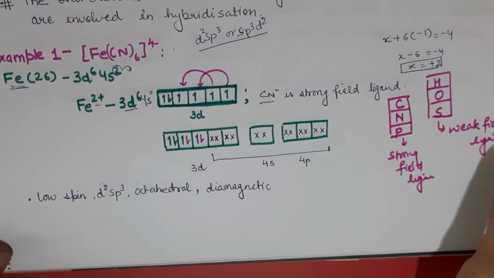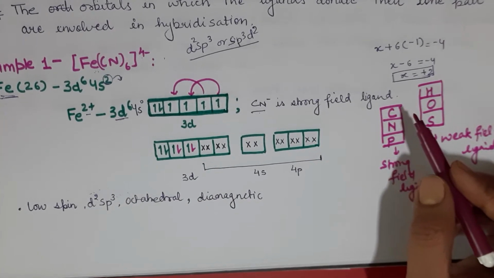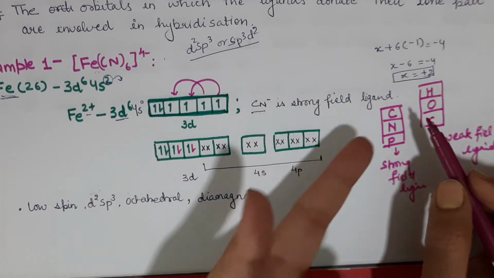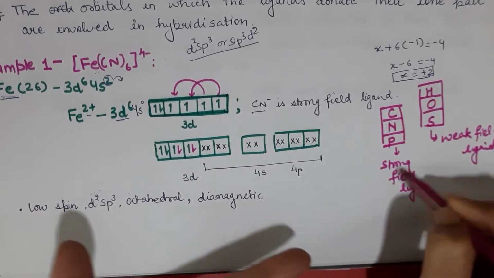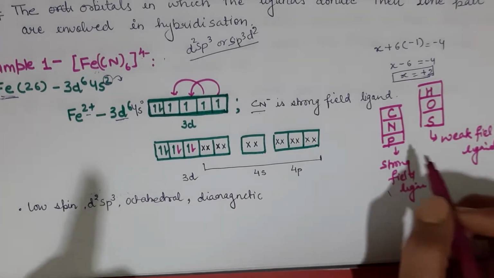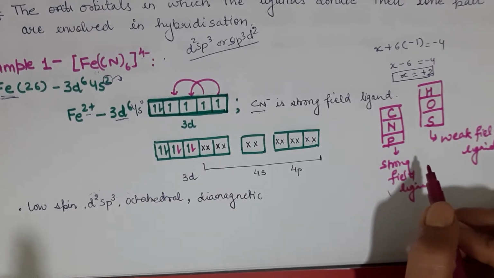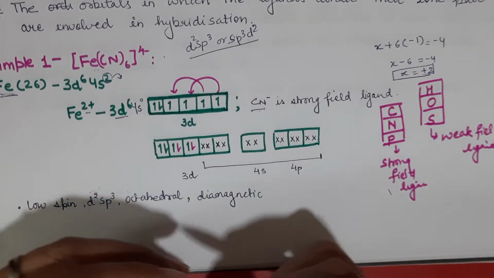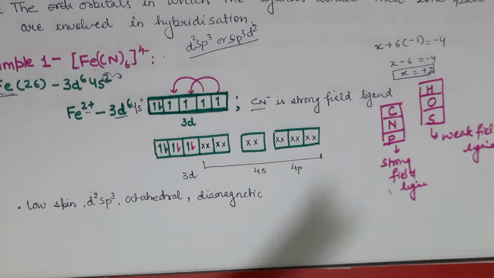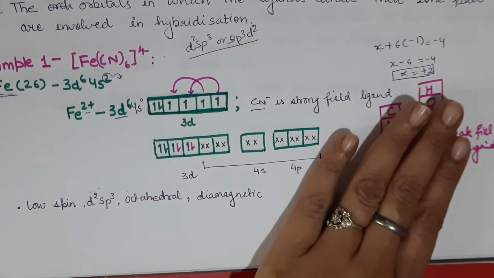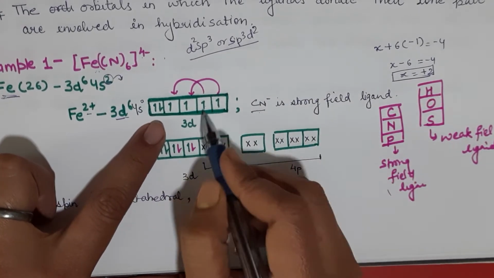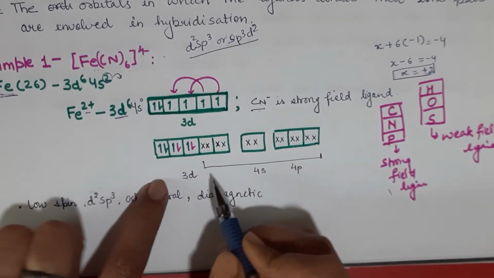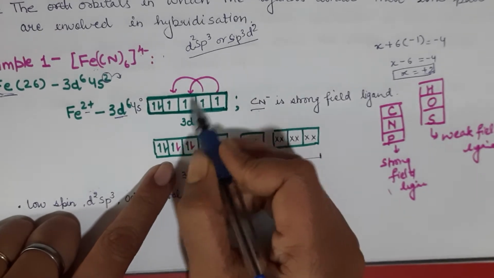Okay, if the bond is formed between metal and ligand by carbon, nitrogen or phosphorus, then that ligand is a strong field ligand, and that will cause pairing. You can check my previous video also, so you will understand this particular thing. So CN is a strong field ligand. It will pair up all the electrons from here and it forms like this.